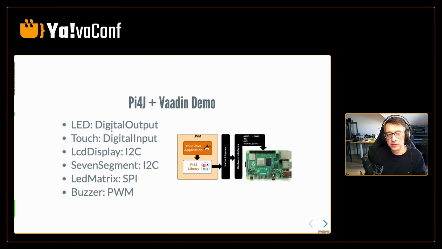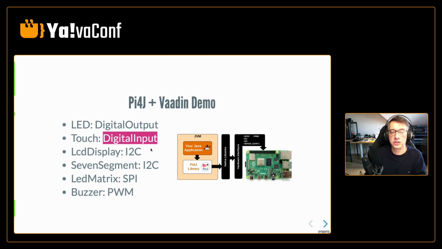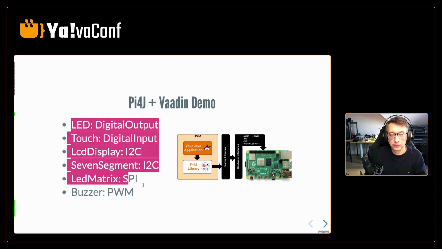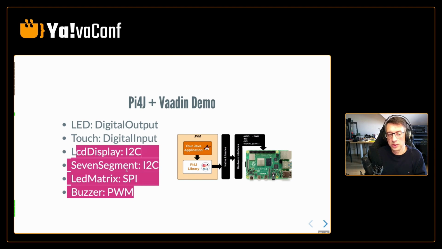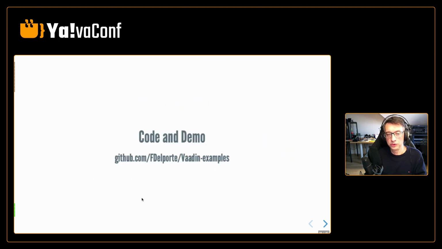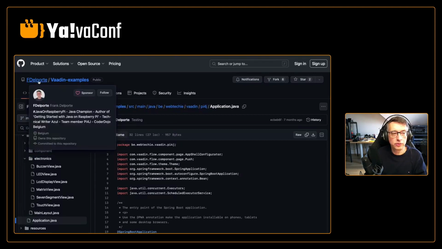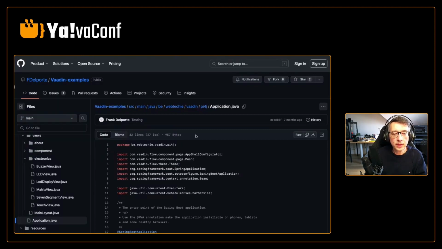My experiment has several types of electronics communication: a digital output to turn on an LED, a digital input to read the state of a touch sensor in this case, but these are the fun ones, and the other ones with I2C, SPI, and PWM, which are different types of communication with electronic components. Okay, again, this project is on my GitHub, of course, in the Vaadin examples.